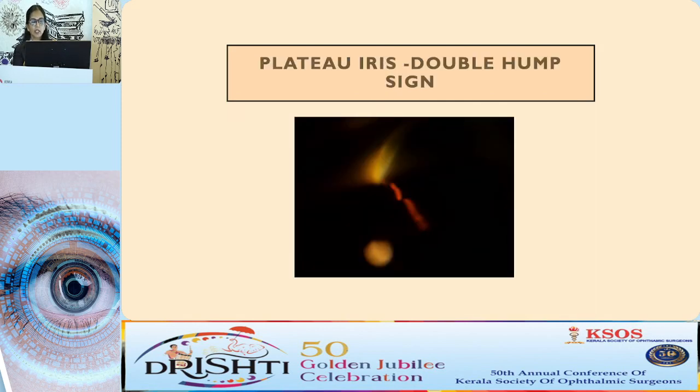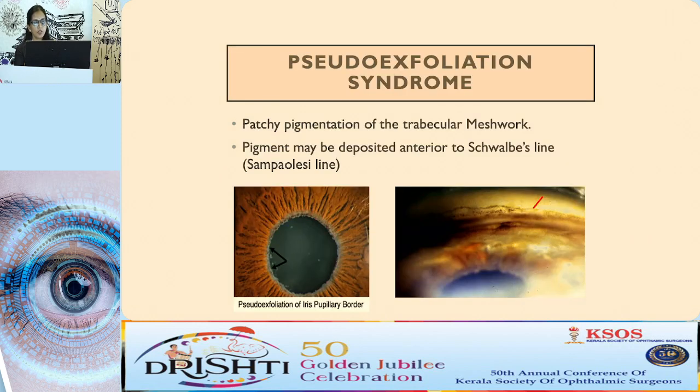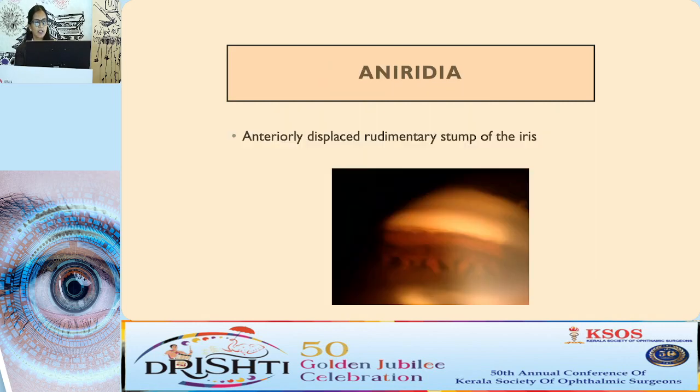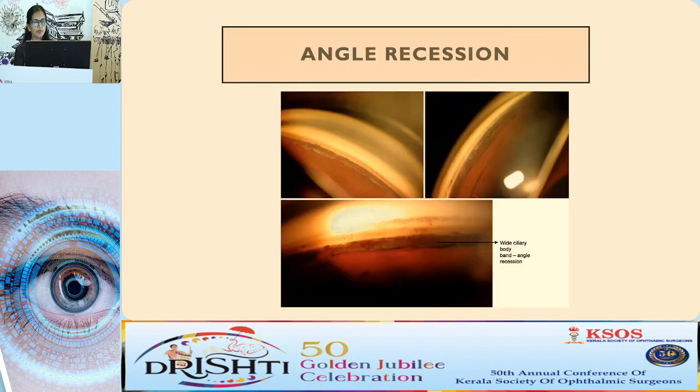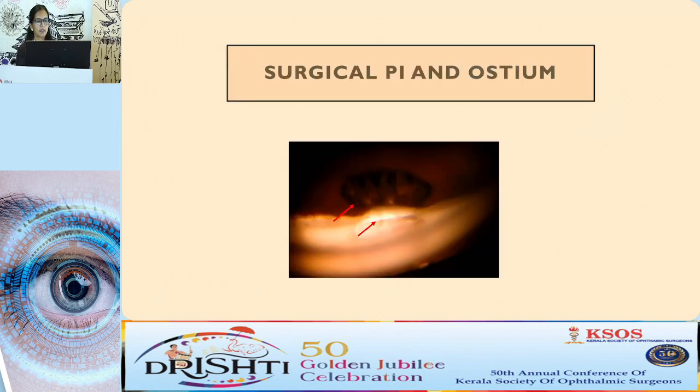We can see the double hump sign in plateau iris, pigment dispersion, concave iris configuration, Sampaolesi line and a homogeneous dense pigment. In pseudo-exfoliation, there is patchy pigmentation of the trabecular meshwork. This is the prominent Schwalbe's line in Axenfeld-Rieger. In aniridia, there is an anteriorly displaced rudimentary stump of the iris. These are the irregular pigmented widening of the trabecular meshwork in angle recession. Also, we can make out cyclodialysis and foreign body in the angle.